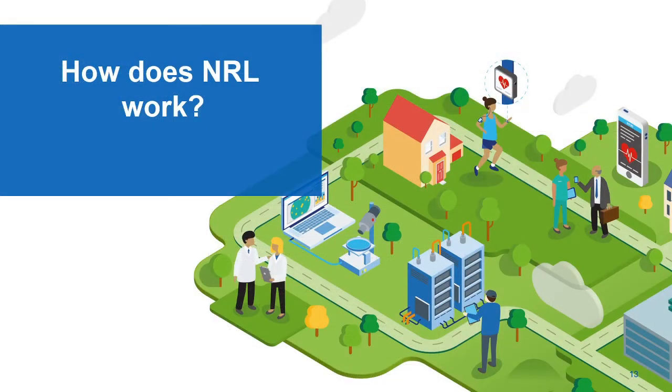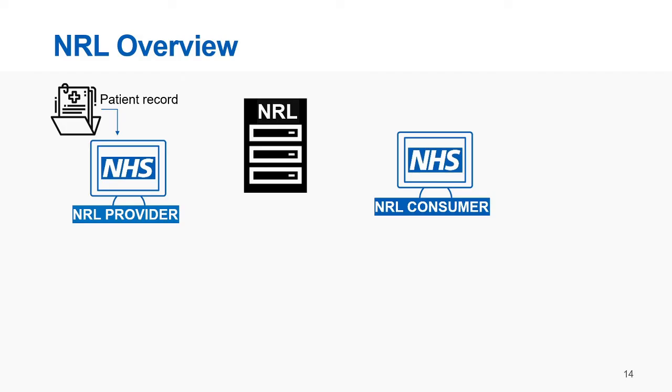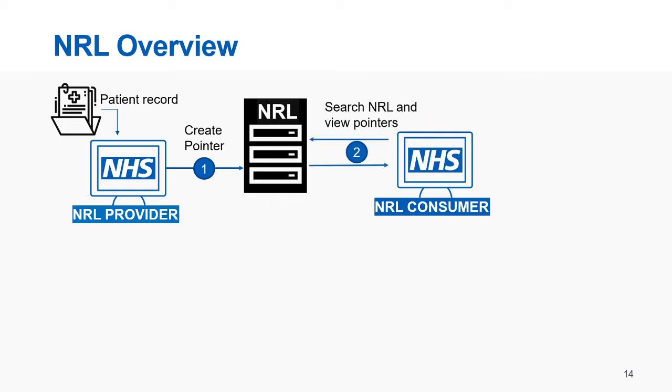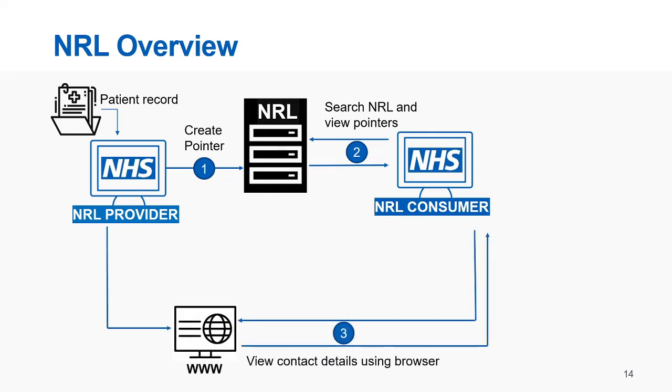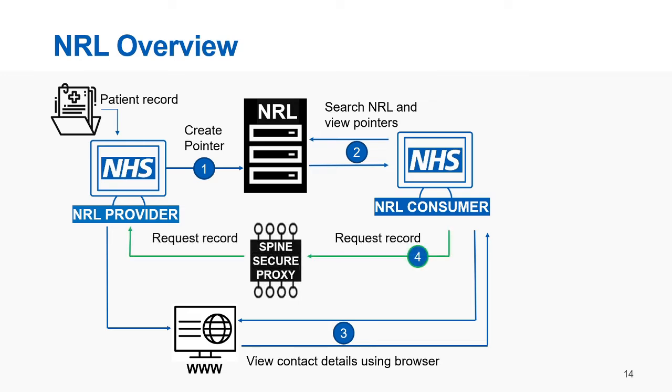So how do we make this happen? The provider creates the pointer, which is uploaded to the NRL. The consumer searches for pointers. If a link to publicly available contact details has been provided for the individual or teams caring for the patient, then these can be accessed over the internet. The consumer retrieves the record from the provider.